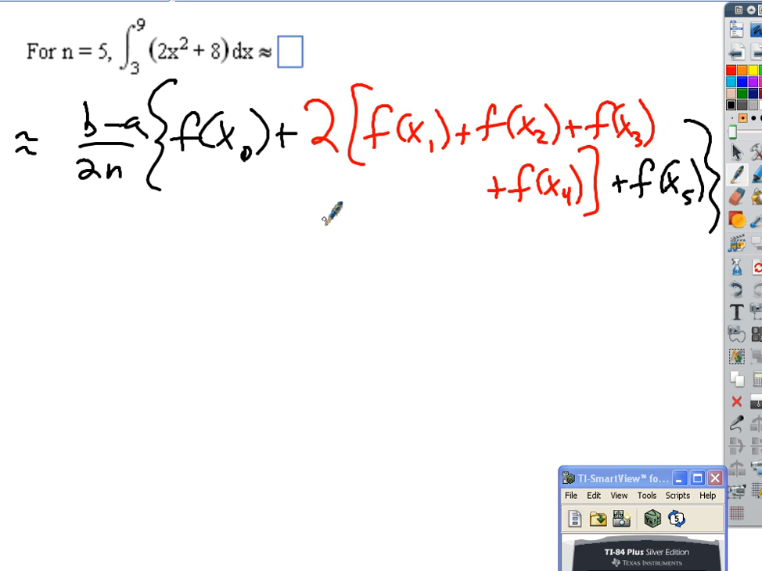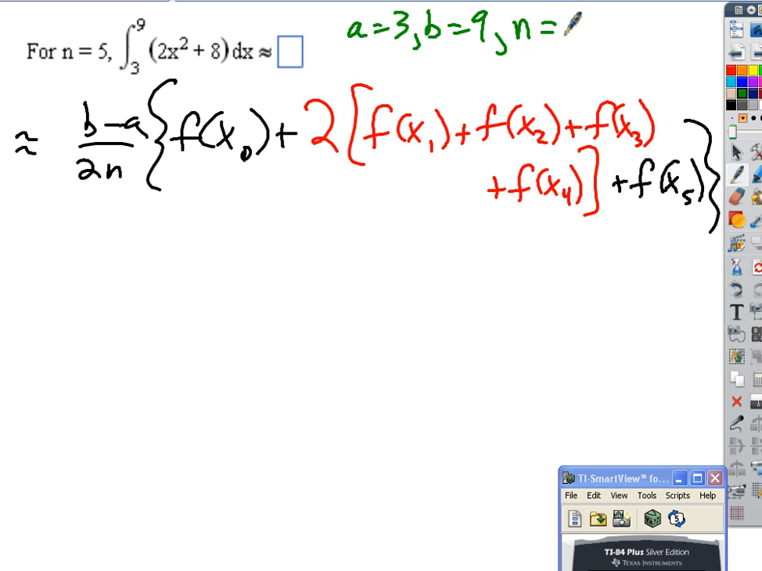Yeah. So let's go through this one. So for us now, what's A, what's B, etc.? Okay, we know for us that A is 3, B is 9, n equals 5. So what's delta x?